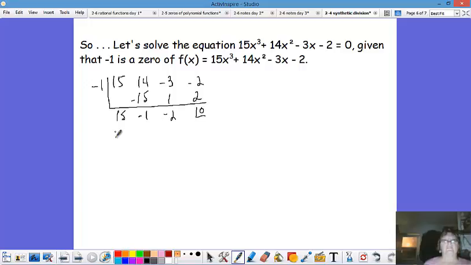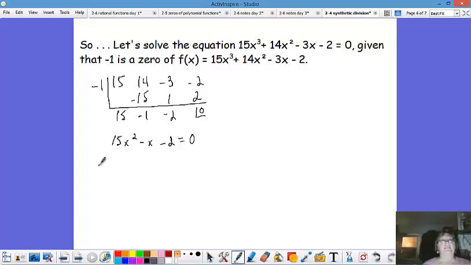And here's what we're left with. 15x squared. Remember, that's 1 less than the degree that we started with. 15x squared minus x minus 2 equals 0. Folks, that's a quadratic, and we know how to solve every quadratic. The quadratic formula is probably going to be our friend here.